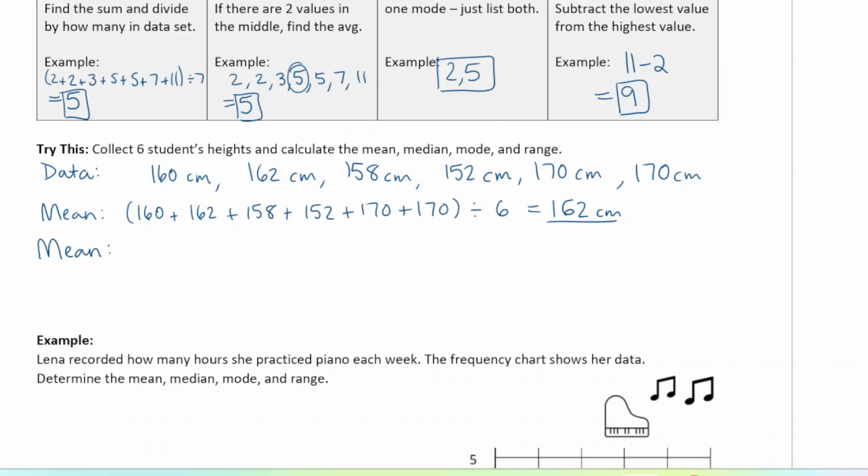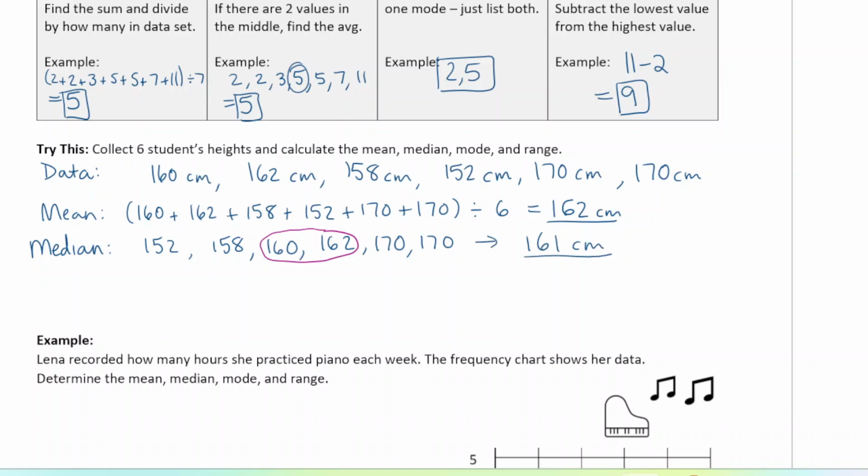Median, we want to list all of the data points in numerical order. So starting with the smallest, 152, then 158, then 160, then 162, then 170, then 170. And we're going to find the middle. Because there's an even number of data points here, there are 2 numbers that are right in the middle. So for the median, oops, I wrote the wrong thing. I think I said median, but I wrote mean. We go for the average between those 2 values. So the average of 160 and 162 is 161. So that's the median height.